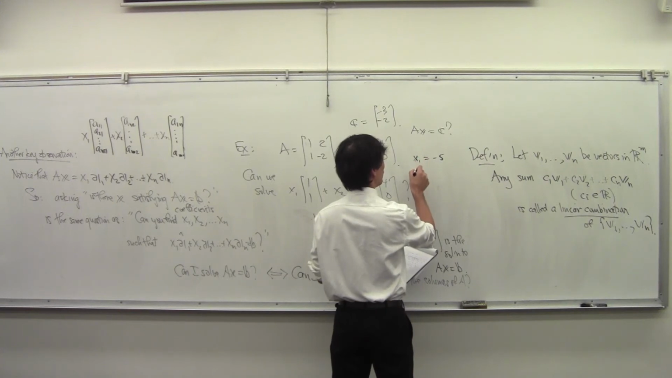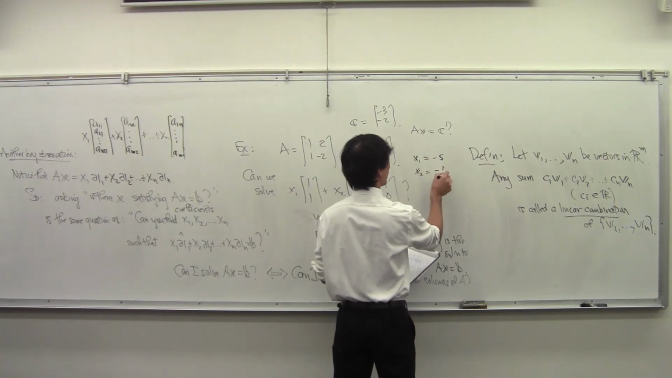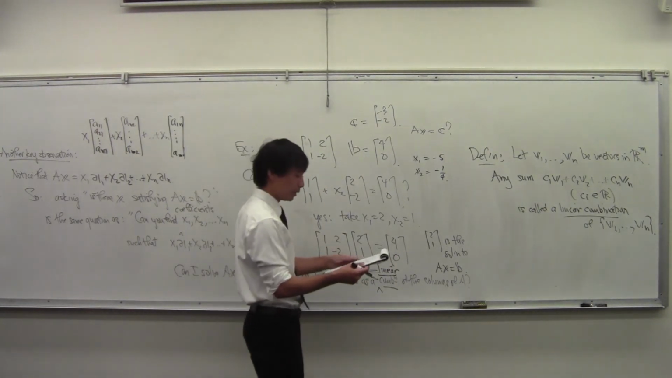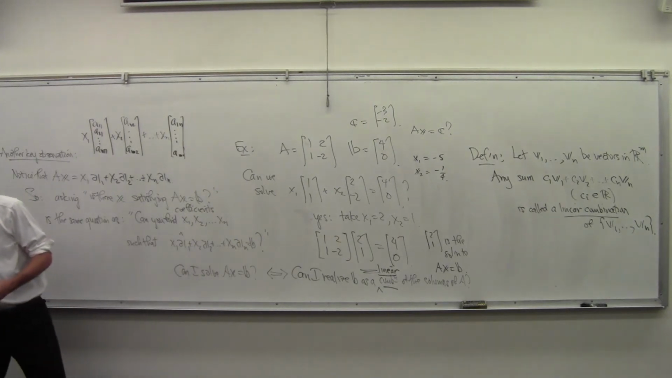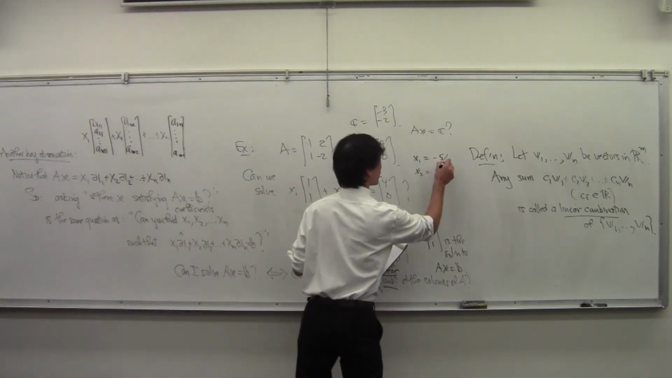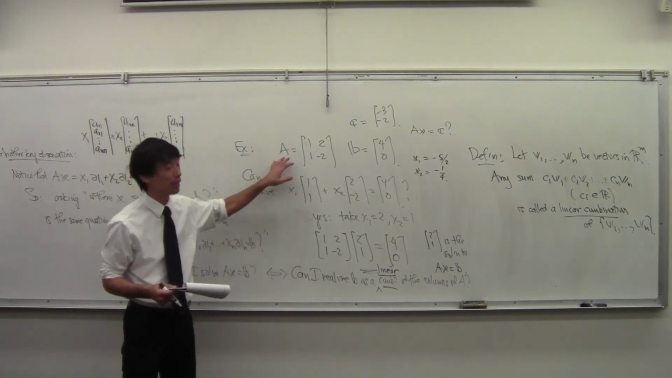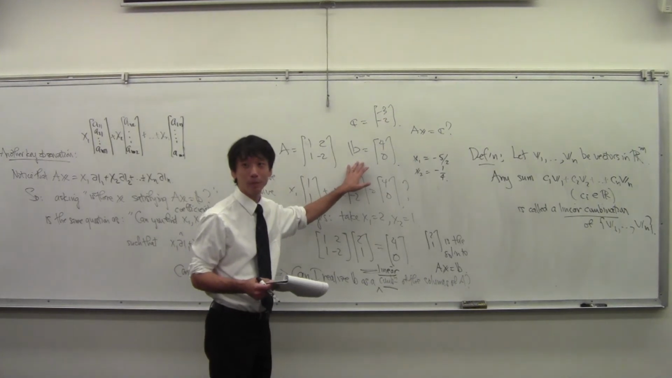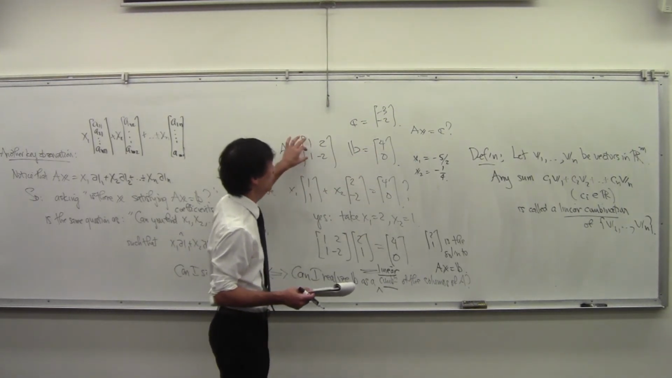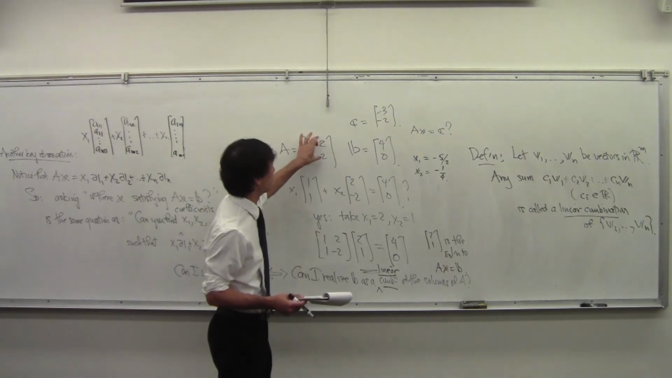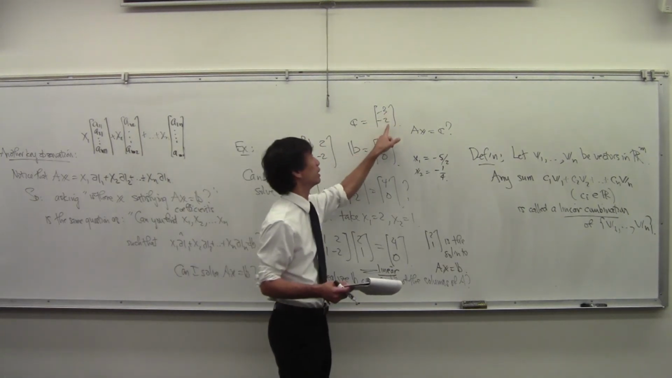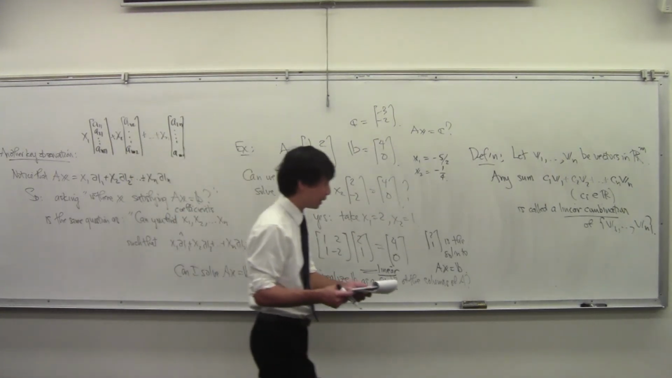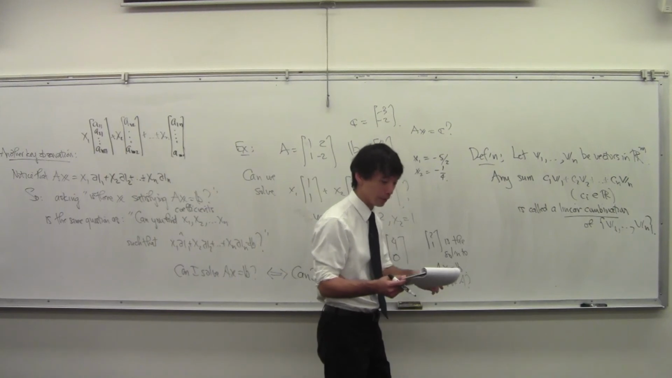Is that right? Isn't it -5 halves? Yeah, I think it's -5 halves. It turns out to be -5 halves and x2 being -1/4. So if you take -5 halves times the first column and -1/4 times the second, then you get -3, -2. Okay. Sorry, that was longer than I thought.